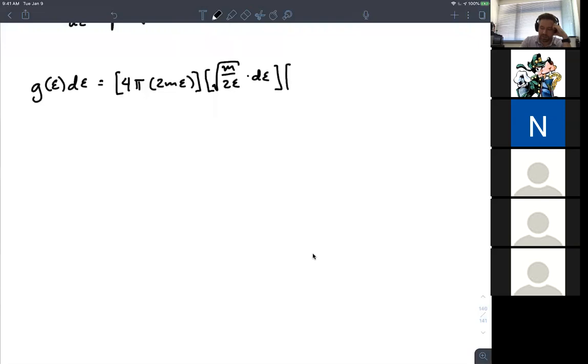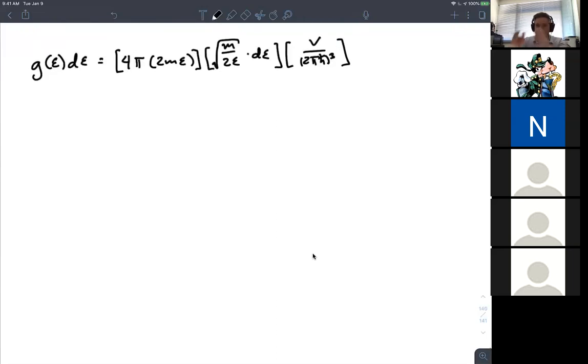All right, and so what I get is my density of states times differential of energy is equal to 4π times (2m/ħ²)... So that's my first term. My second term is m over 2E square root times dE. And my last thing is unaffected. It's just (2πħ)³.